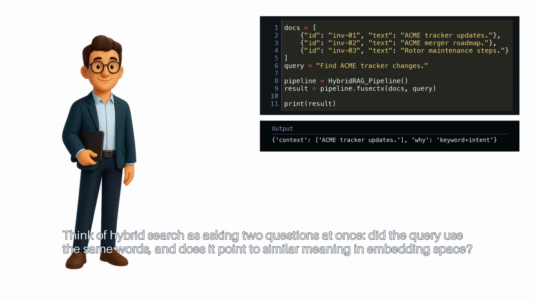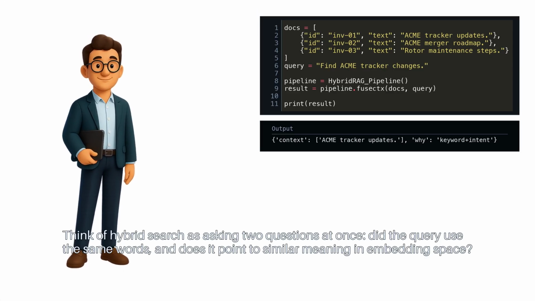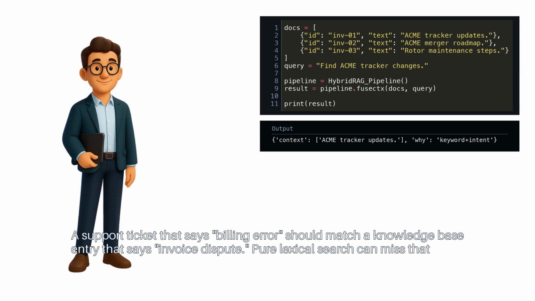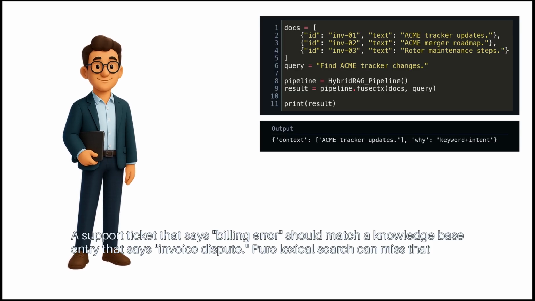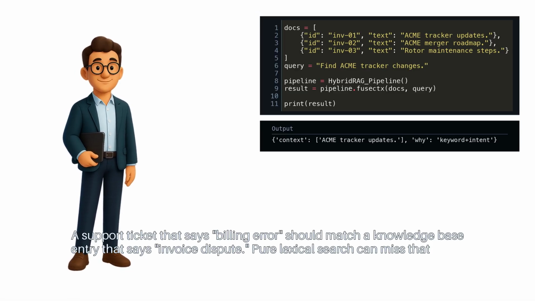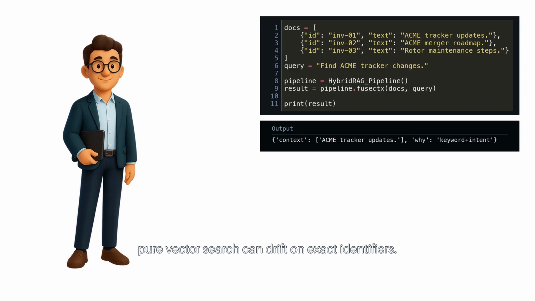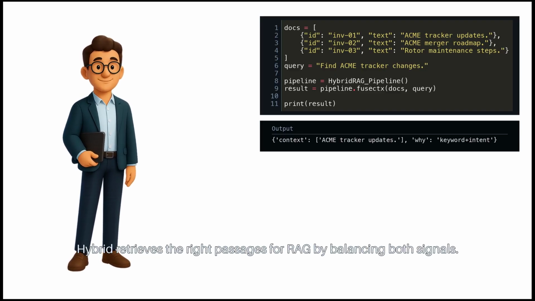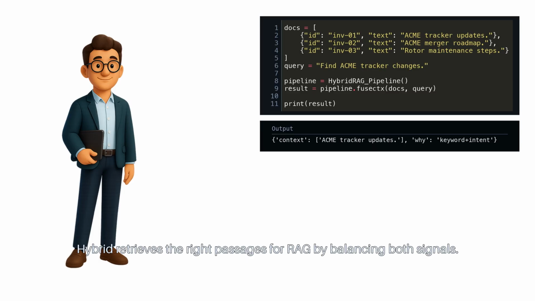Think of hybrid search as asking two questions at once. Did the query use the same words? And does it point to similar meaning in embedding space? A support ticket that says billing error should match a knowledge base entry that says invoice dispute. Pure lexical search can miss that. Pure vector search can drift on exact identifiers. Hybrid retrieves the right passages for RAG by balancing both signals.